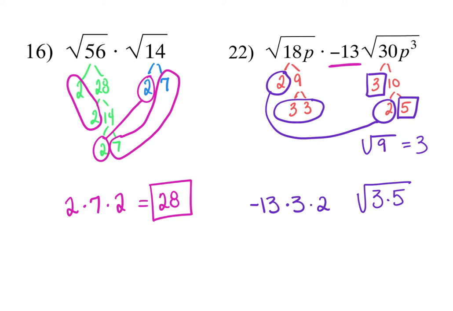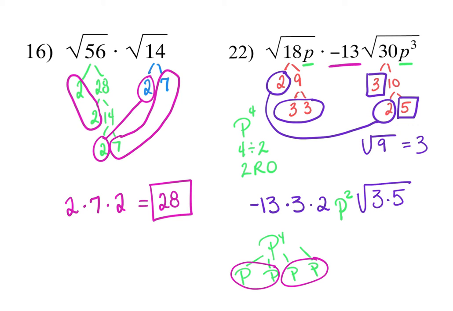All right, so now we have to deal with our variables. We have 1 p here and 3 p's here. How many p's do we have? We have 4. What is my index? 2. 4 divided by 2 is 2 with the remainder of 0. What does that tell me? 2 of your p's come out, p to the second power. How many p's stay in? 0. Your remainder. And if you don't like doing it that way, you can say p to the 4th. Well, that's p times p times p times p. And you can group it. There's a group. There's a group. 2 came out. 0 stayed in. Right?